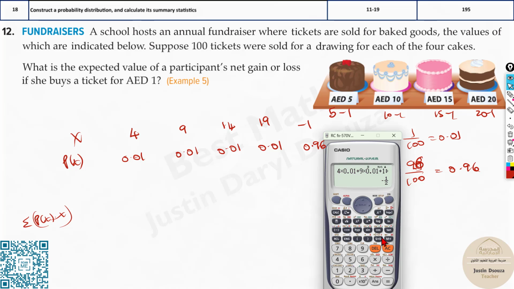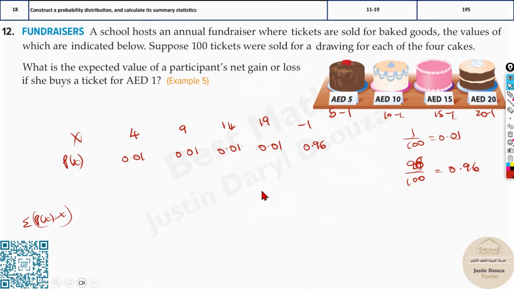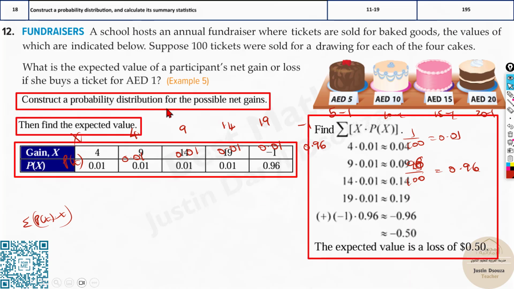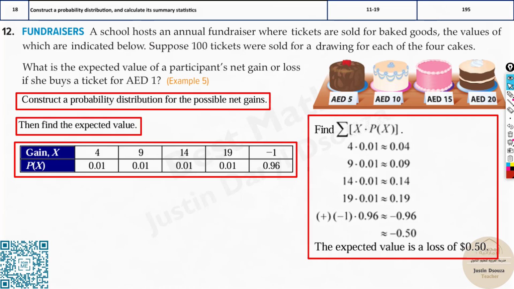So what's the answer? It's negative half. That means it'll be negative 0.5 dirhams of loss. That is what you can expect. Also, you can see the probability is very, very low. Out of 100 tickets, you're just buying one ticket, and the probability is very low that you're going to win anything. Okay, so that's the answer. It's 0.5 dollars, it should be in dirham, sorry. It's AED, it's dirhams here.